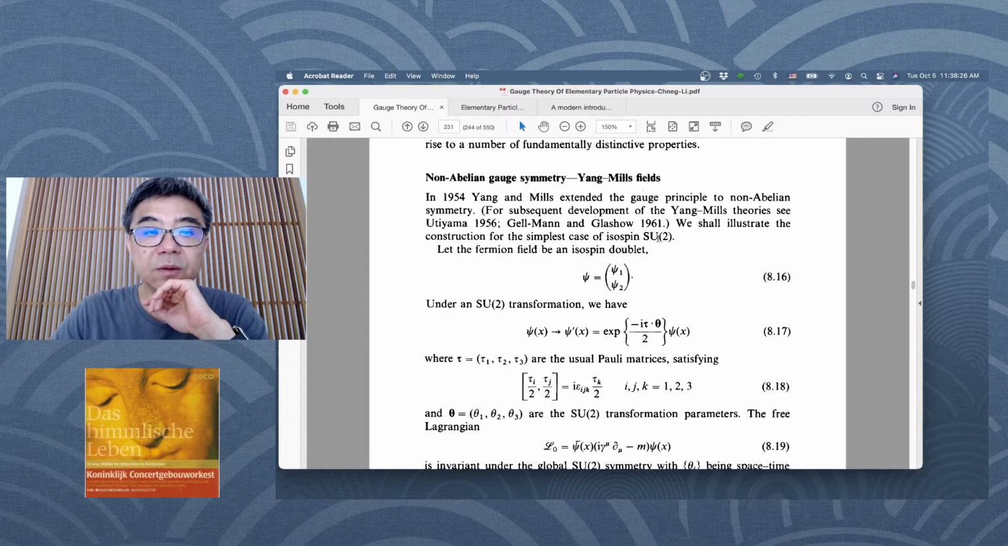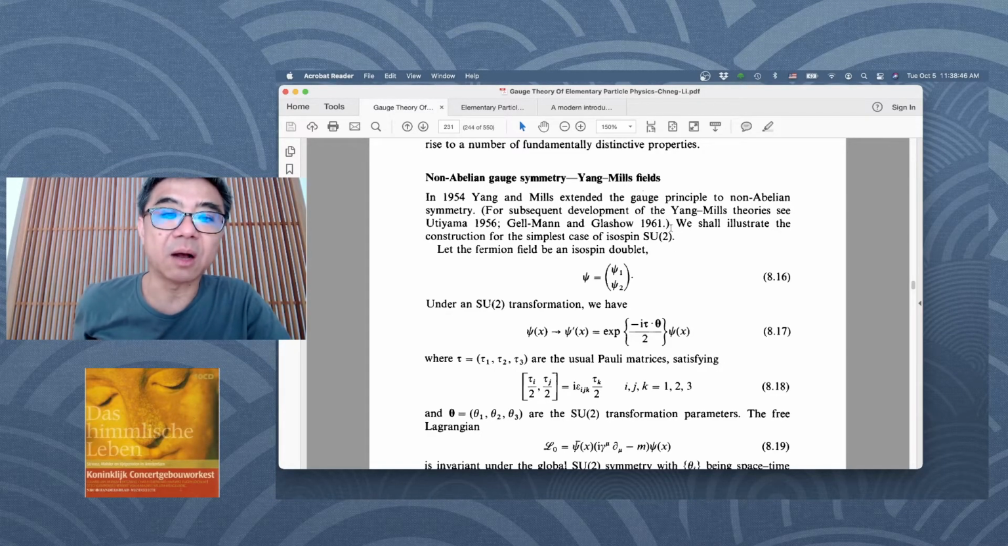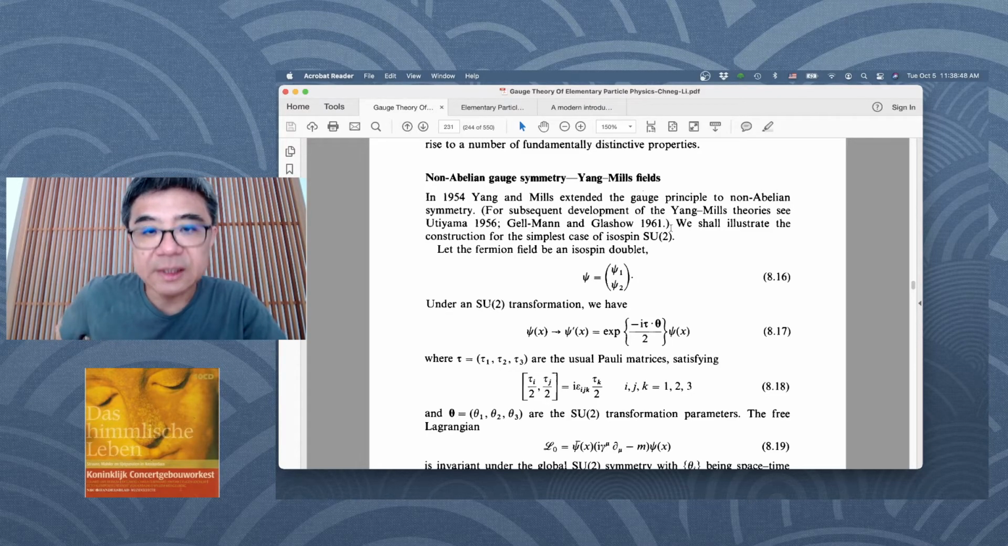Secondly, what we learn from this part could easily extend to all the higher gauge symmetries, SU3, SU4, if there is SU4 in nature. That's why we usually start with SU2, because it's the simplest non-abelian gauge symmetry, and it could be easily extended to more complicated situations. Now let's consider SU2, and let's first consider the fermion field as a doublet.